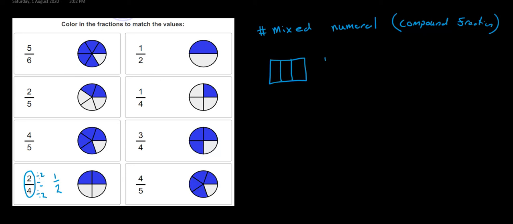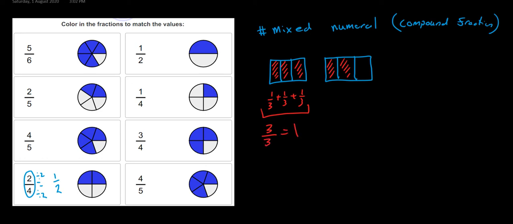is split up into thirds, and we can color 1/3, 2/3, 3/3, 4/3, and 5/3. Okay, so I hope you can recognize that a third plus a third plus a third is the same as 1, which is a whole.